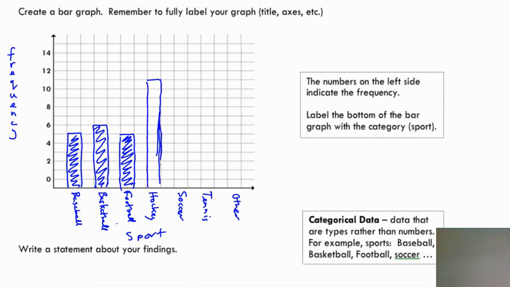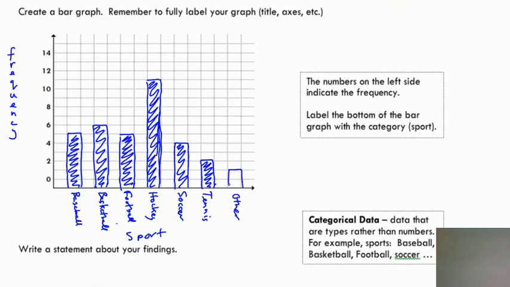Again, you want to take your time, do these right. I'm probably rushing a little bit more, and if I was doing this as an assignment or to hand in, I'd probably take a little more time to do it properly and fill in everything nicely. Okay, soccer was 4. Tennis was, what was tennis? Tennis was 2. And other was 1.